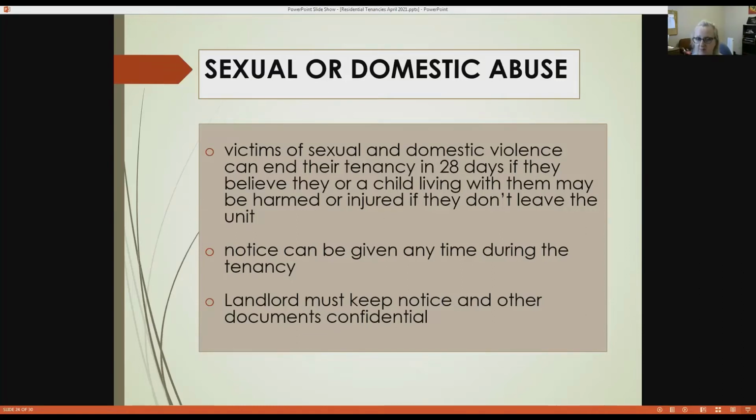There's also a requirement that the tenant submit a declaration that this is the reason they're leaving the unit. However, that declaration has no details. It simply is a form that you sign saying, I believe that I am not safe here, I am a victim of violence, and that's it. The landlord has to keep the notice and all other documents confidential. They can't share it. Again, it's very minimal information that people are expected to provide.